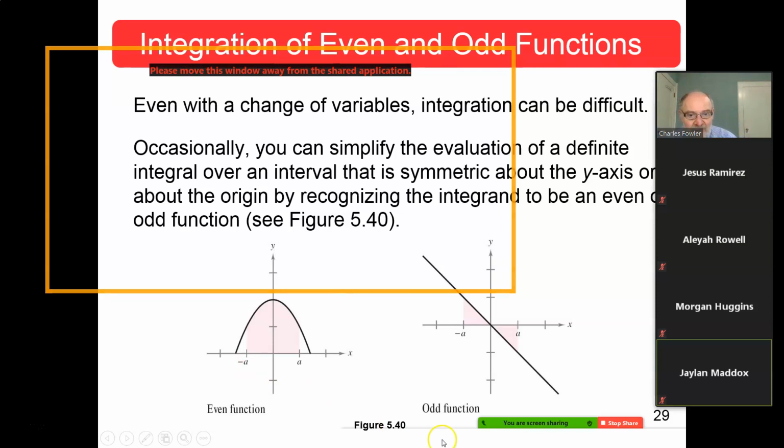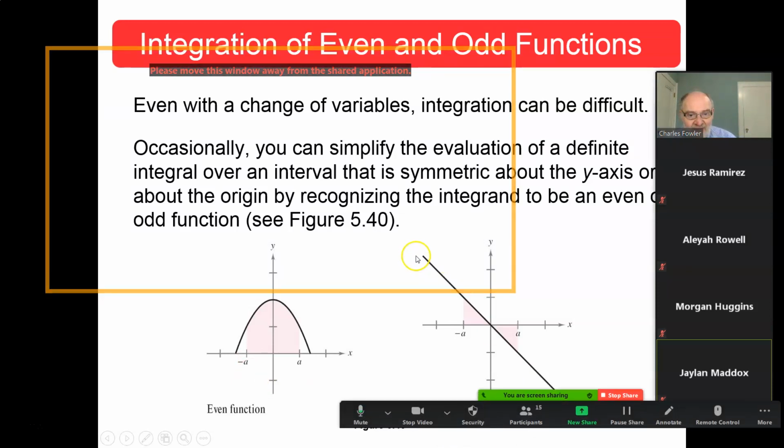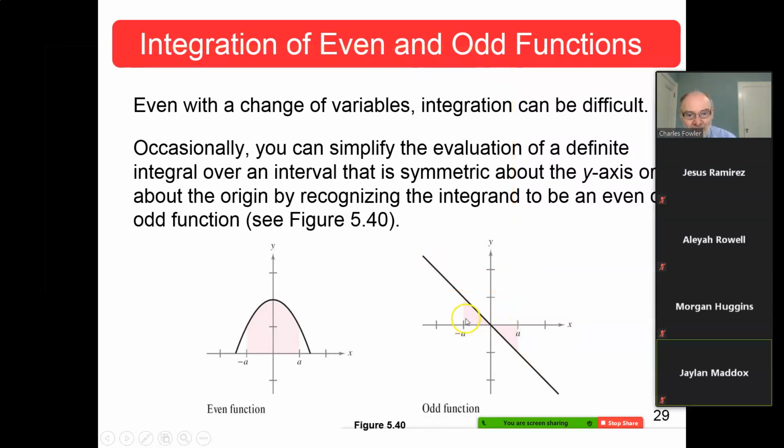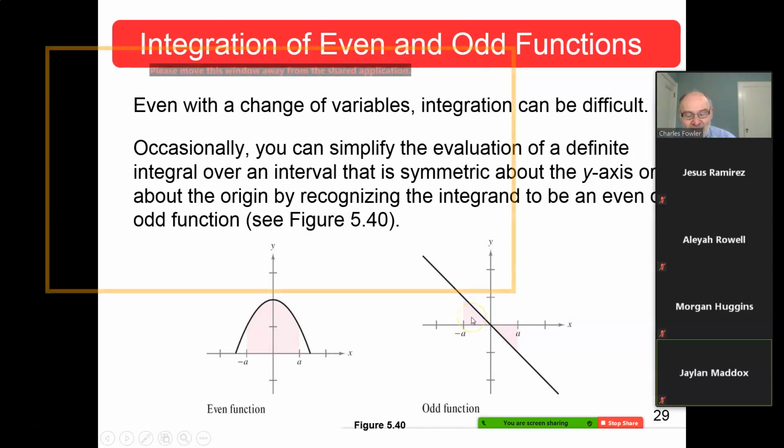However, if you had an odd function like this one, this is minus x. That's all that is, minus x. And you're going from minus a to a. Well, the area up here happens to be a positive area of that triangle, but down here is the negative area of that same triangle. Guess what that area is going to add to?